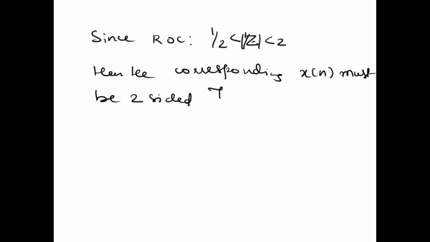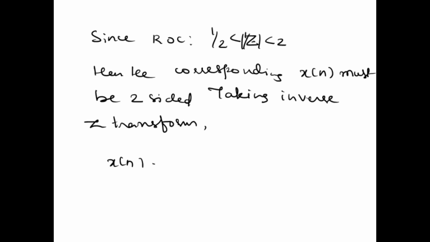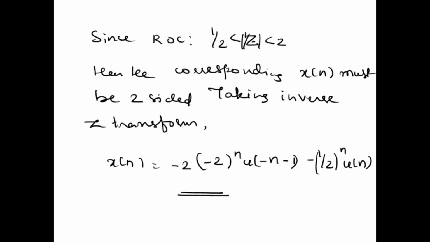Taking the inverse z transform and referring to the table, we get x of n is equal to minus 2 into minus 2 to the power n into u of minus n minus 1, minus half to the power n into u of n. This is the required answer.